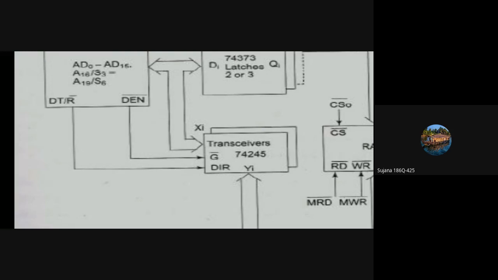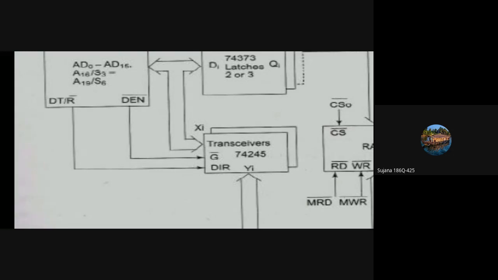So the DEN signal indicates the data on the microprocessor's data bus, whether data is available or not. Data enable provides the information about the availability of data over the data bus. So it gives you the status of data availability at the data bus.